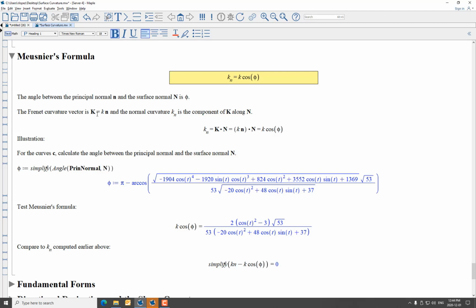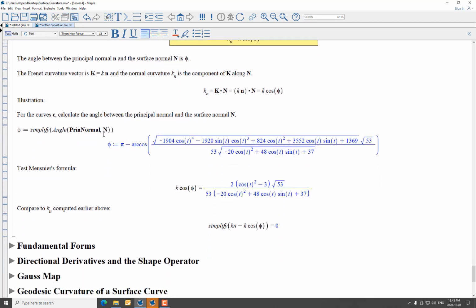And where this comes from, it's not black magic. The curvature vector is the Frenet curvature times the principal normal. The normal curvature is the component of this curvature vector along n. And since n is a unit vector, you take the dot product. So you replace the curvature vector with k times the principal normal, and you take the dot product. Now they are both unit vectors. It's just the angle between.